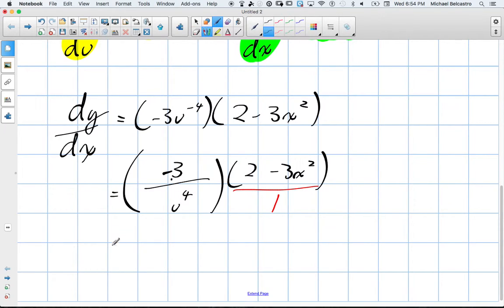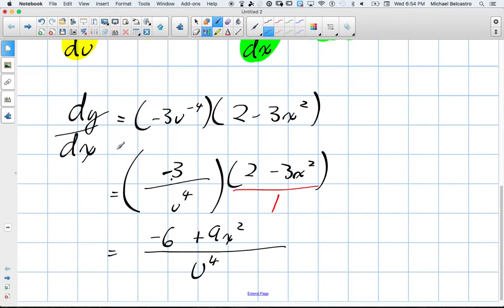This actually becomes like a distributive property. So it's still going to be u to the 4 on the bottom. Okay. We're going to distribute this negative 3. So negative 3 times 2 is negative 6. Negative 3 times negative 3x squared is positive 9x squared.